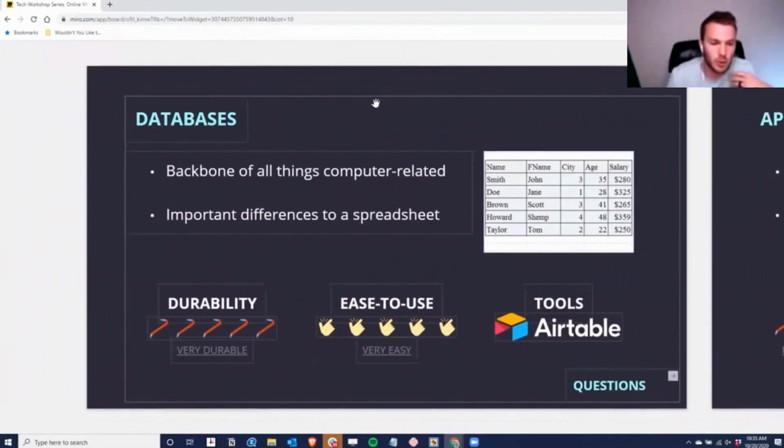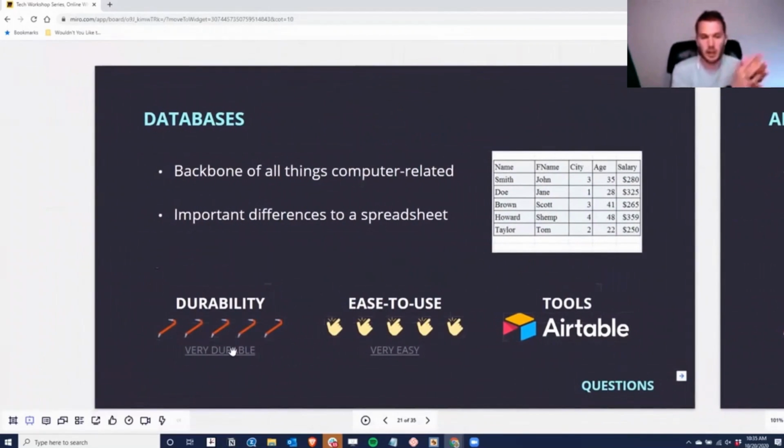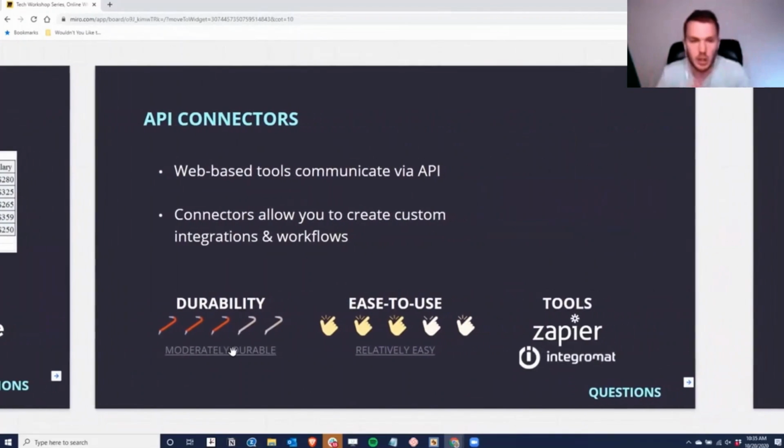So for each of these tools, I've scored them basically in terms of durability and ease of use. And databases are as durable as it gets, and very easy to use and get your head around once you understand the differences between, say, a database versus a spreadsheet. So databases, we're going to use a ton.